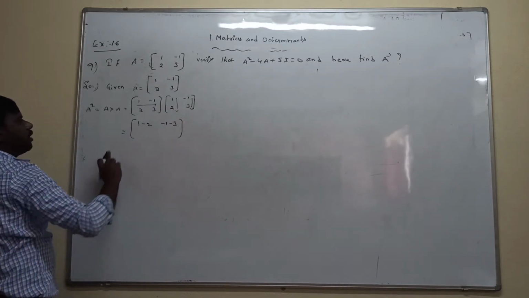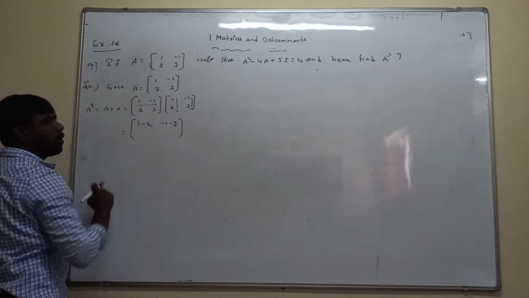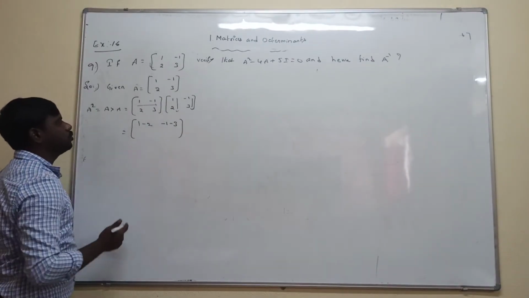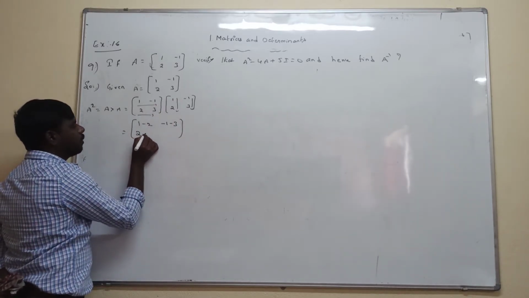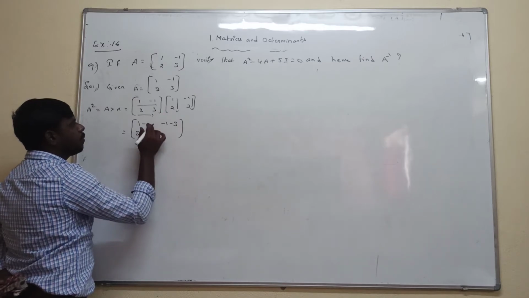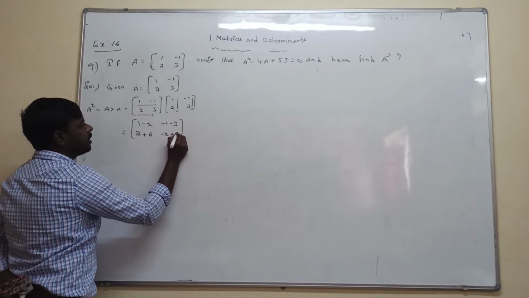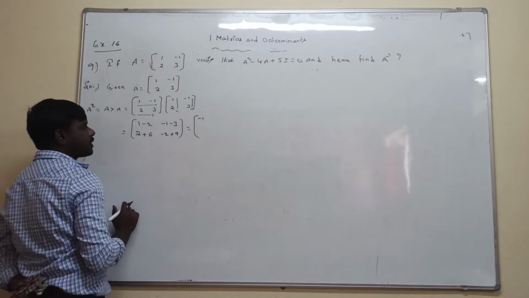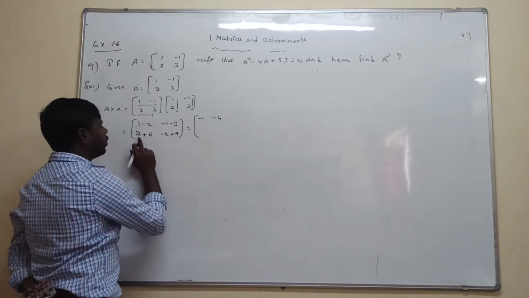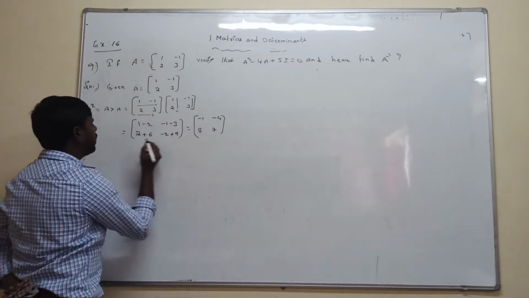For the product of the two matrices: 1 into 1 is 1, plus minus 1 into 2 is minus 2. Next, second row with the first column: 2 into 1 is 2, plus 3 into 2 is 6. Second row, second column: 2 into minus 1 is minus 2, plus 3 into 3 is 9. Simplify this one: 1 minus 2 is minus 1. Minus 1 minus 3 is minus 4. 2 plus 6 is 8. Minus 2 plus 9 is 7. This is A squared.